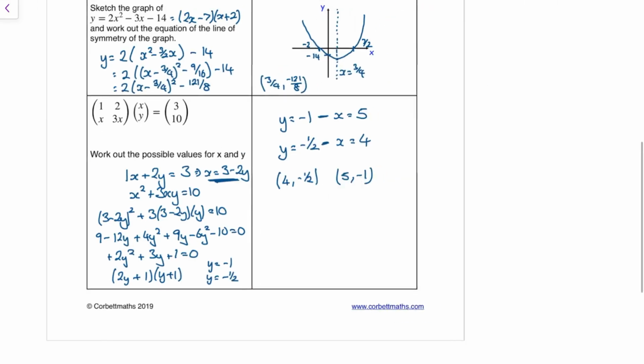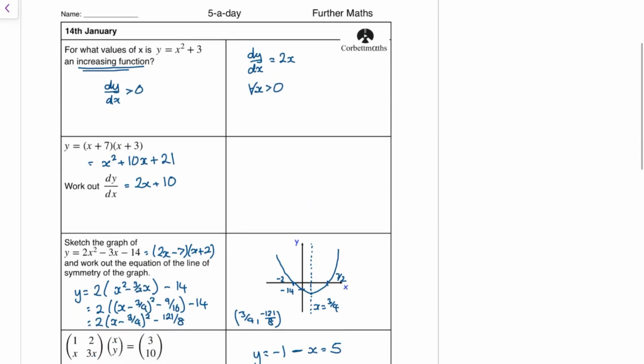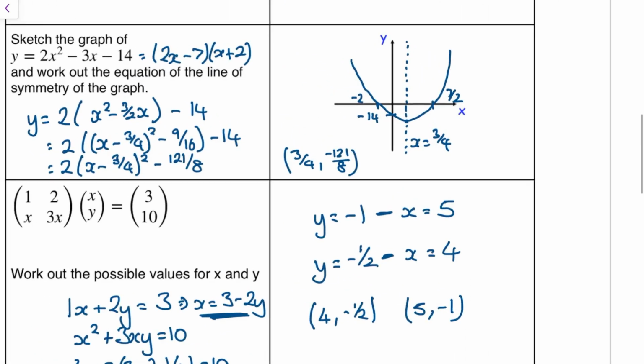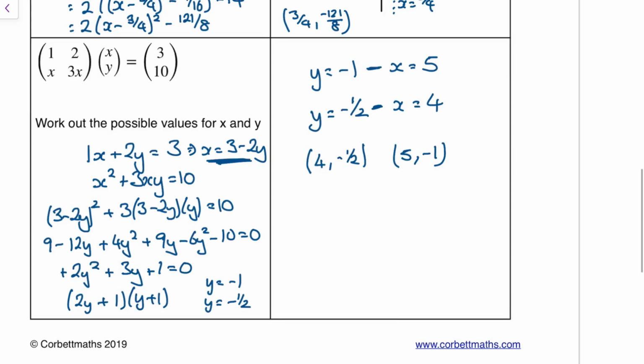And that is today done. I have to say that started fairly well, started fairly easily. The sketching question was more difficult than it looked, and that last question was really quite difficult in the end because you had to do a simultaneous equation. So not impossible, not too hard, but nice little question at the end.